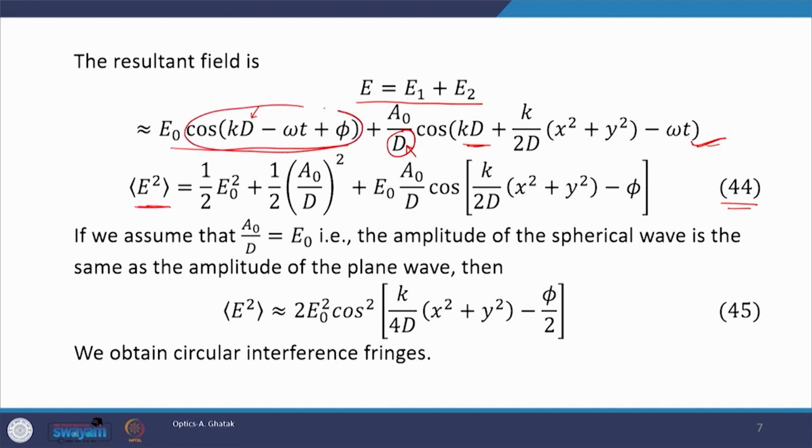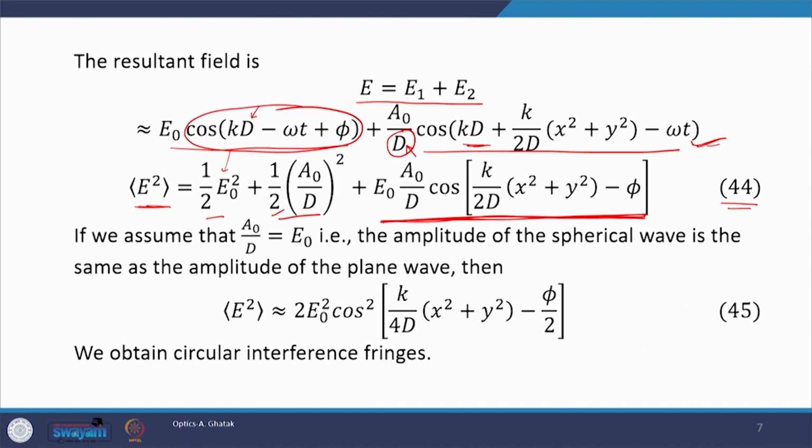The time average of cos square theta is half. Therefore, here we are getting E naught square by 2. Similarly, this term, the time average of cos square theta is half, therefore we get A naught square by d square by 2. Now, we will have a cross term also here, because it is a plus b, and if you square it, then you will get a square plus b square plus 2ab. The 2ab is the cross term. If you take the time average of this term, then the resultant expression looks like this. This is the final irradiance at the screen PP prime.